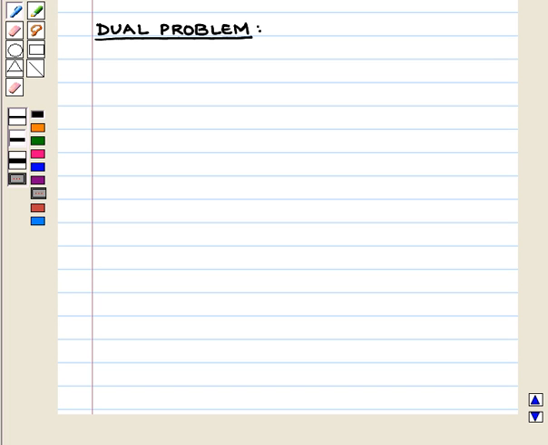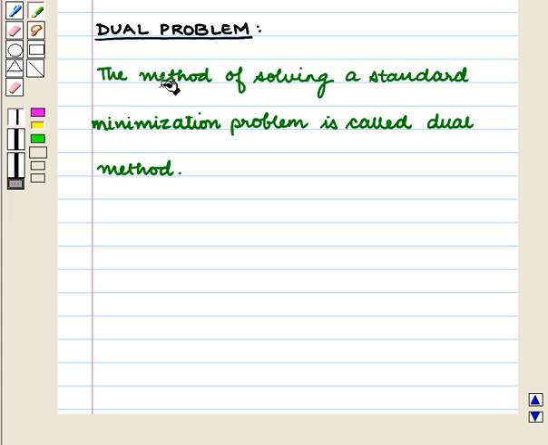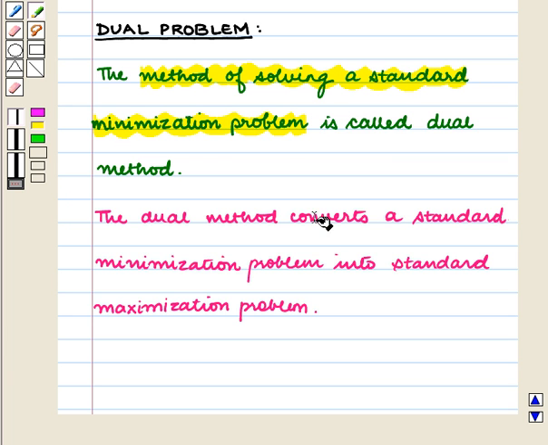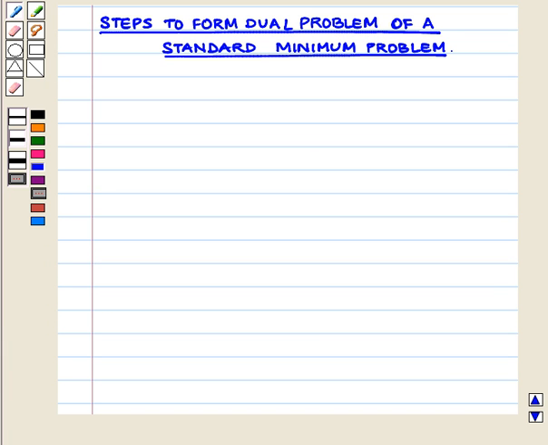Now let us discuss the dual problem. The method of solving a standard minimization problem is called the dual method. The dual method converts a standard minimization problem into a standard maximization problem. Let us see how to form the dual of a given standard minimum problem. We follow the following steps to form the dual problem of a standard minimum problem.